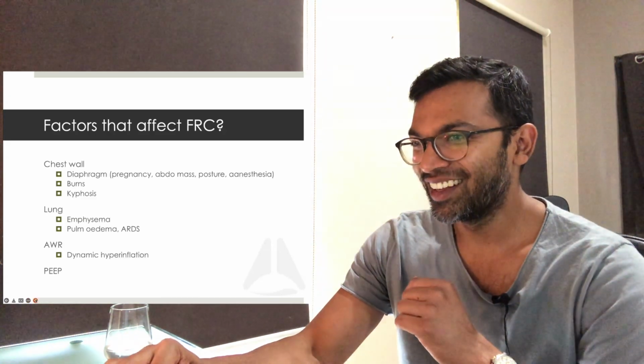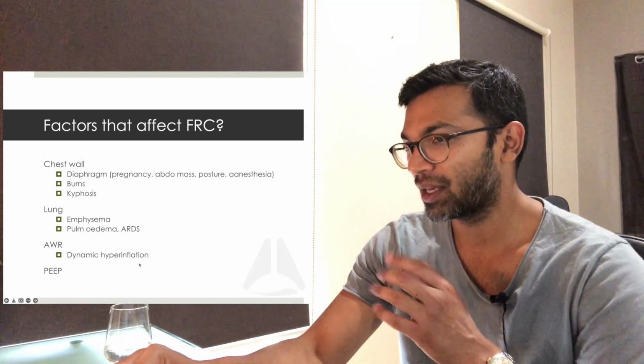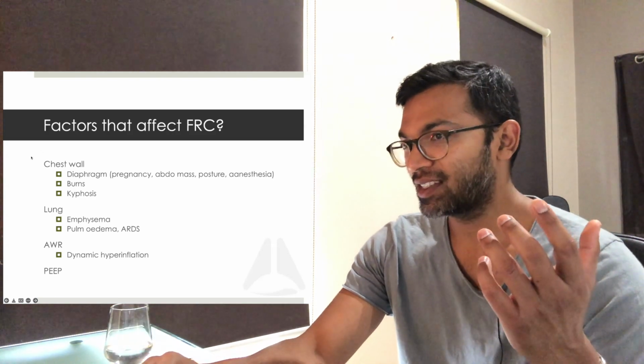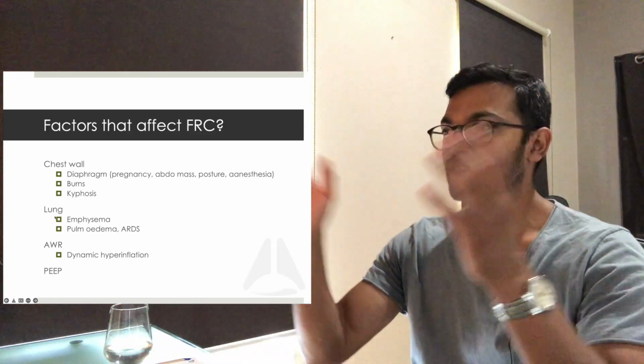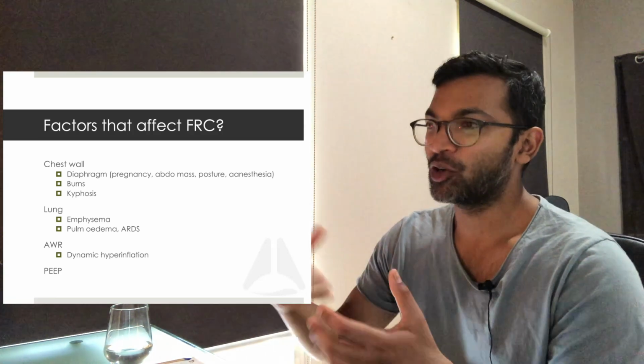Cheers. So this is what I've got: chest wall, lung, airways resistance, because that causes dynamic hyperinflation, and then PEEP, because that's something we apply. So again, I started out with chest wall and lung because it made sense for the definition. And then I have to add these other things as I hear about them.